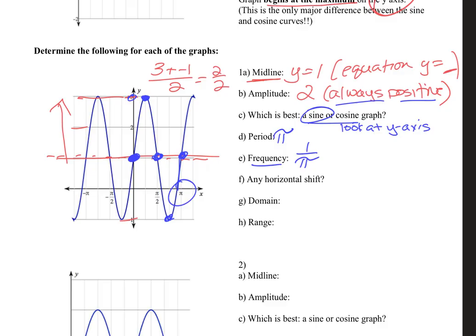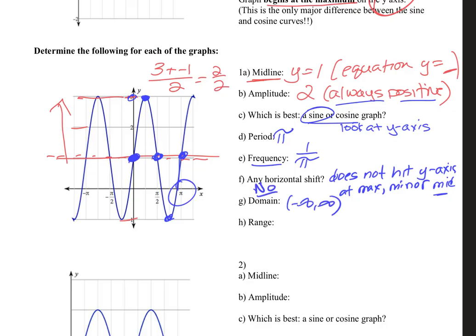I care a little. Any horizontal shift? A horizontal shift would basically say it does not hit the y-axis at the max, min, or midline. It hits at the midline, so no horizontal shift. The domain, remember, is always negative to positive infinity. That can't change. But the range is your lowest value, which in this case is -1, to your highest value, which is 3, with brackets.